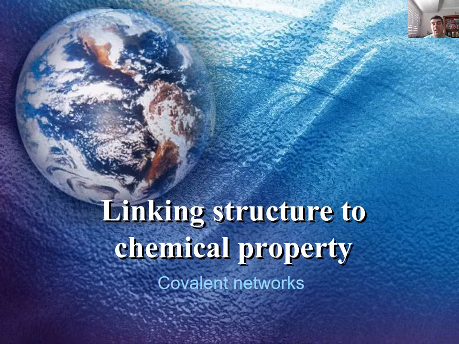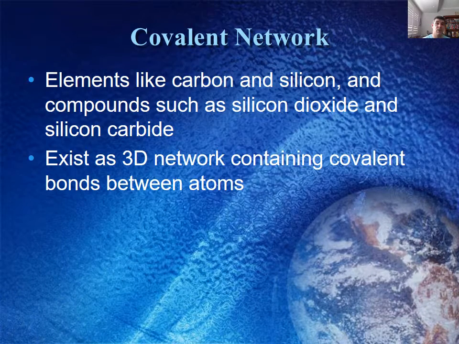We're going to look at covalent networks this time in our last little series on linking structure to chemical properties. In the previous video we looked at ionic structures, so now we're going to look at covalent networks. Covalent networks exist in both elements and compounds, so something like carbon in its diamond form, and also silicon, and compounds like silicon dioxide or silicon carbide all demonstrate this structure of covalent networks.